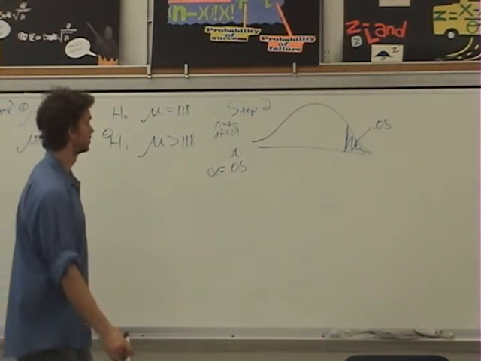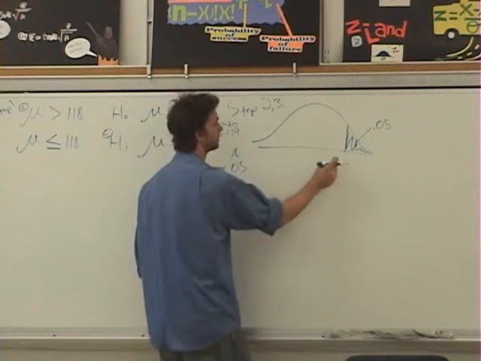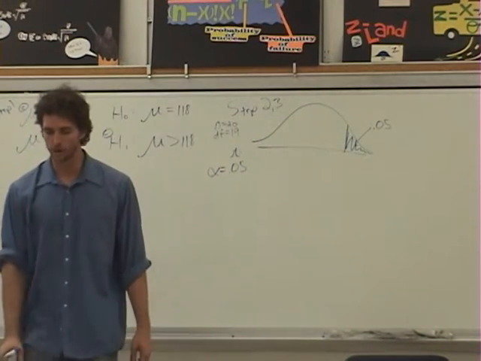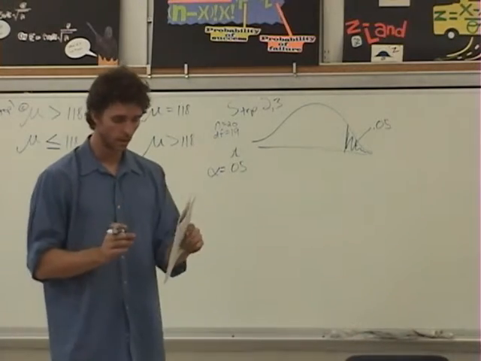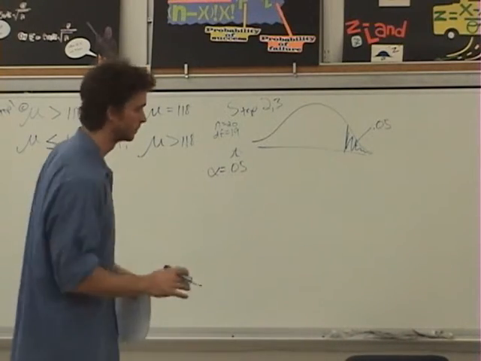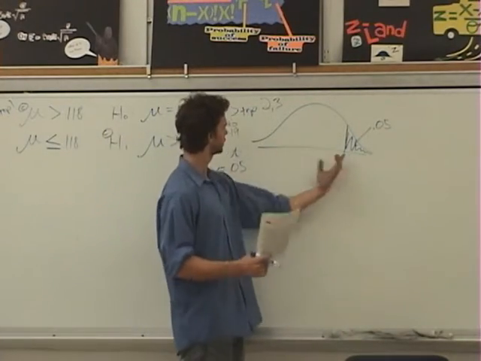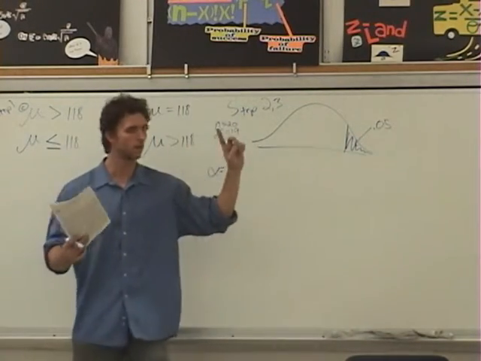So this is step 2 and 3. We need to figure out what that value is, and that value comes from our t-chart. Now I ask you, is this in one tail or two tails again? One. Clearly in one tail.